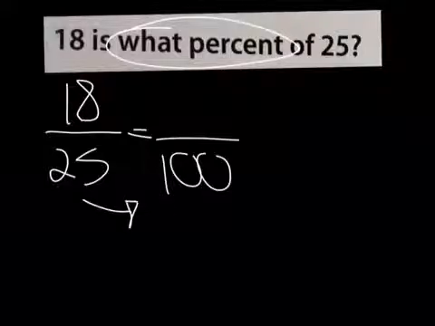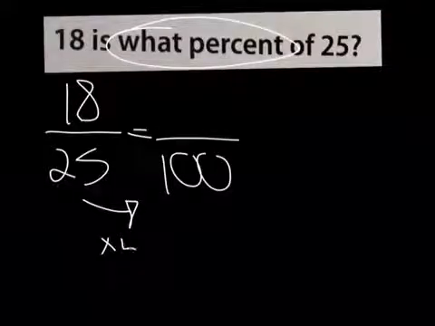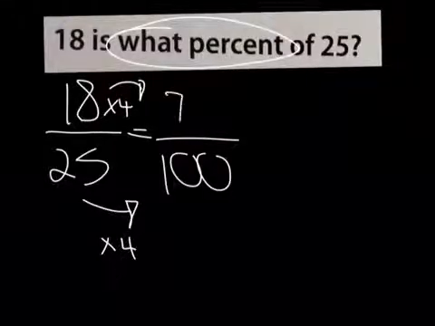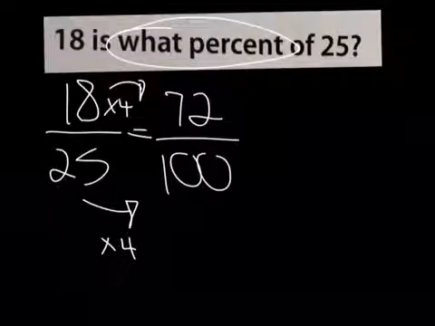What did I do to 25? I have to multiply it by 4. Let's do the same to the top. We multiply it by 4, and you get 72. Okay, so that's, I think, the easiest way to do it.